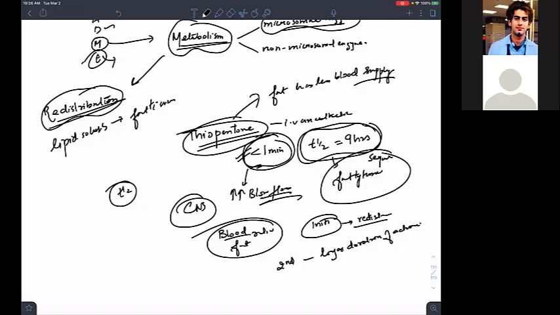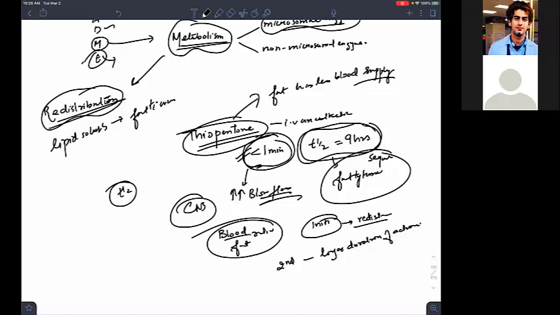Why are we dividing enzymes into microsomal and non-microsomal? So that we can know which enzymes will be induced, which enzymes will be inhibited, and which enzymes we can't have any effect on. Remember one thing, your microsomal enzymes, for example cytochrome P450, glucuronide transferase, monooxygenases, they all are microsomal enzymes.